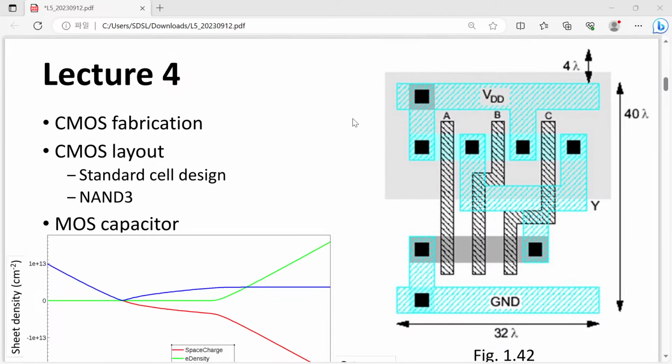Okay, then let's go to the review of the previous lecture. The previous lecture was lecture 4. In the previous lecture we briefly talked about the remaining CMOS fabrication. In lecture 3 we learned how you can make an N-well. After that we introduced many different steps to fabricate the MOS transistor. So maybe you remember terms like self-aligned process.